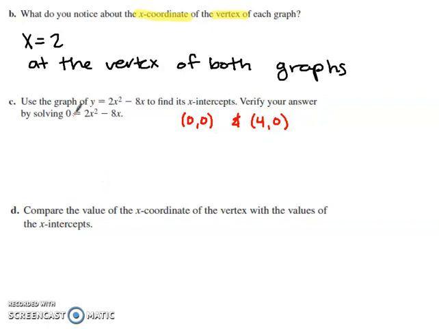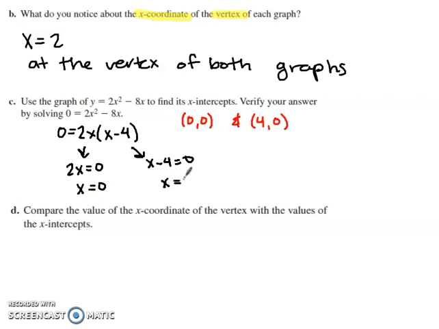And they ask us to verify our answer by solving this quadratic. So in order to solve, I factor. Factoring here, the only thing I can do is take out the GCF, which is 2x, leaving me with x minus 4. Then each piece of my factored form I let equal 0. So my first equation leads me to x equals 0. My second equation leads me to x equals 4. So I have my two x-intercepts, and I found them by letting y equal 0.